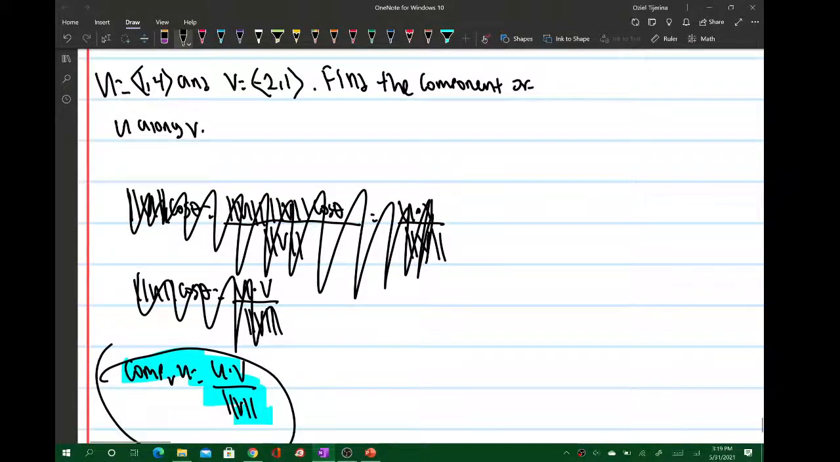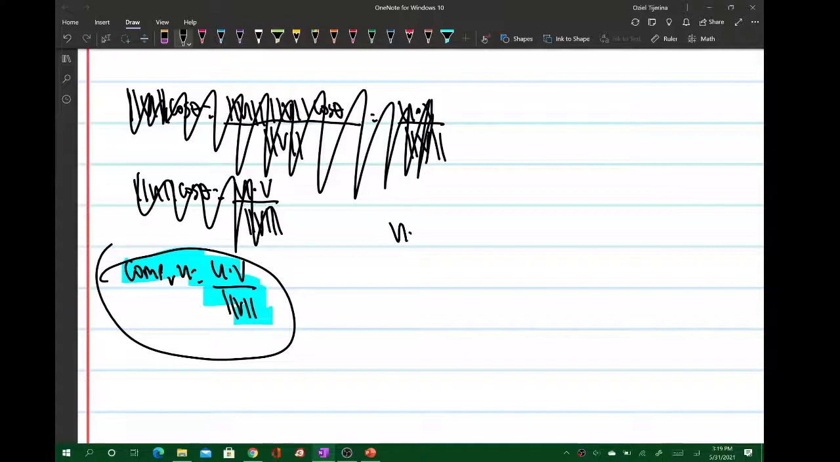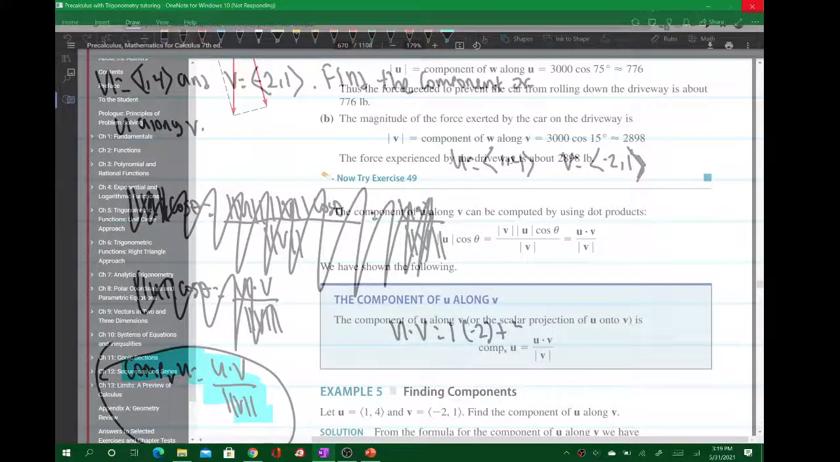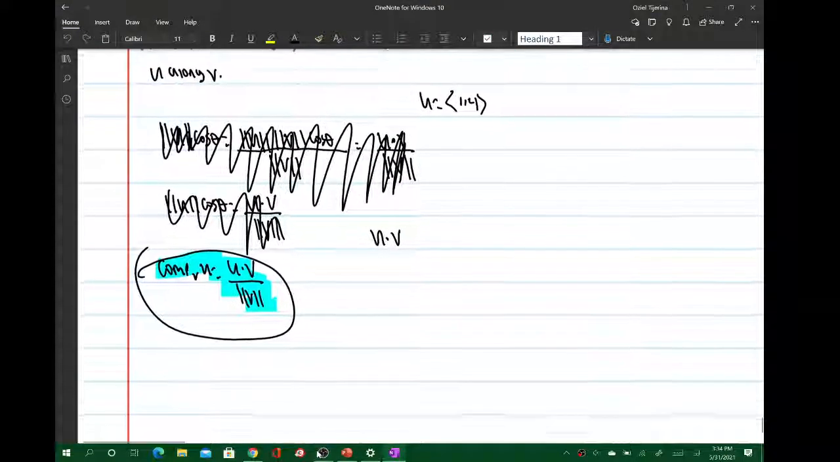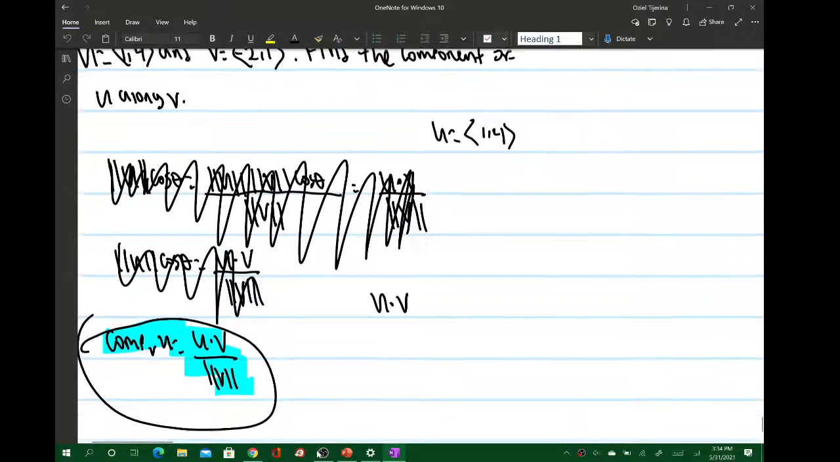So in this problem, we want to use that formula to find the component of u along v, right? So we have to do u dot v. If u is the vector 1, 4, and v is the vector negative 2, 1, u dot v is just going to be 1 times negative 2 plus 4 times 1. Okay, so sorry about that, guys.